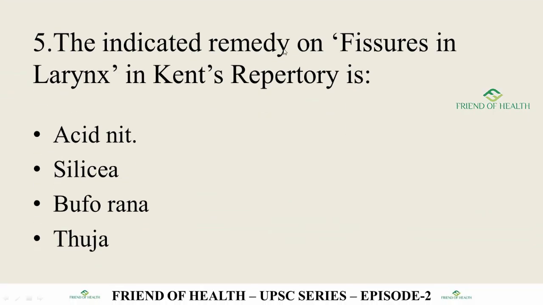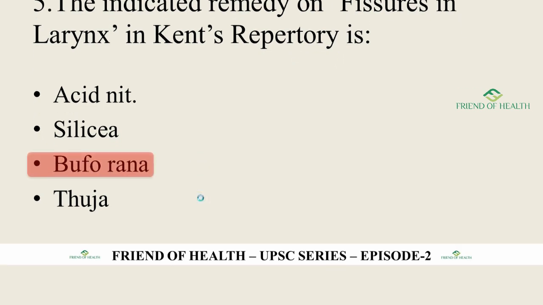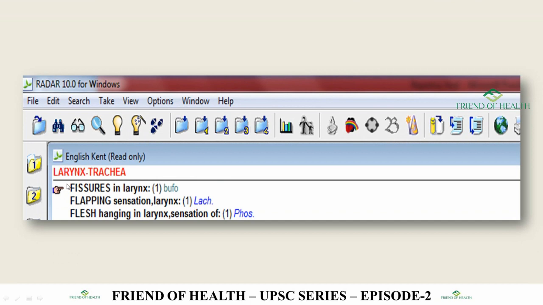5th question, the indicated remedy for fissures in larynx in Kent's repertory. Again, a very repeatedly asked question. So these Kent repertory questions are many a times repeated in many question papers. So fissures in larynx, answer is Bufo rana. You can see the Kent repertory again, larynx and trachea chapter, fissures in larynx, Bufo.